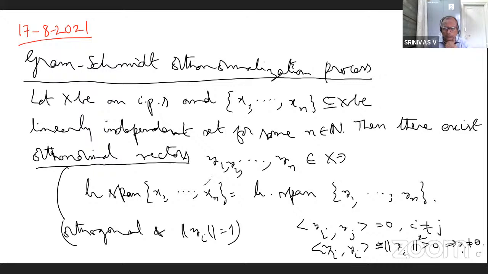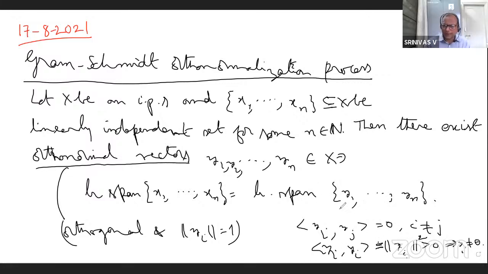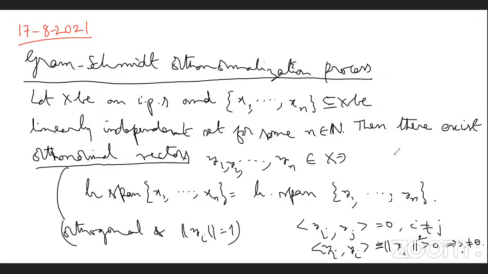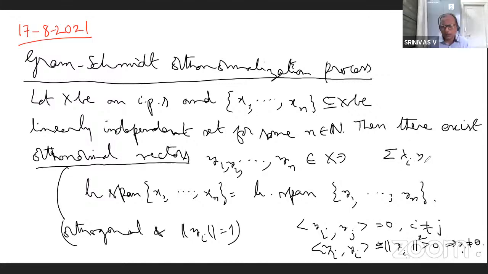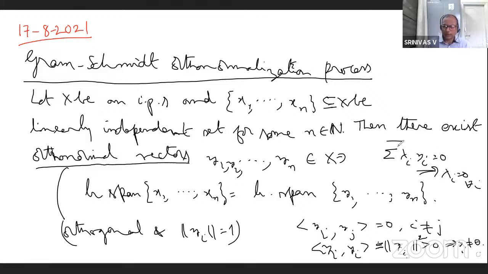Okay, so if you use these two conditions, you can show that any set of n orthogonal vectors is linearly independent. That's what we did before. We took a linear combination and applied the scalar product operator on it, and we used these two properties to obtain that, for the linear combination sigma lambda_i y_i, lambda_i equals 0. This we obtain for each i.